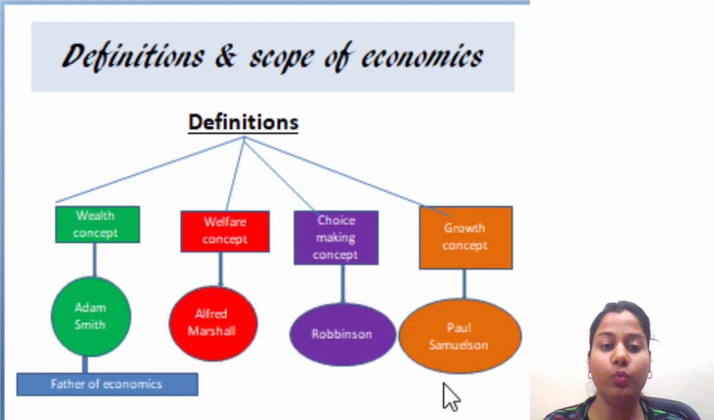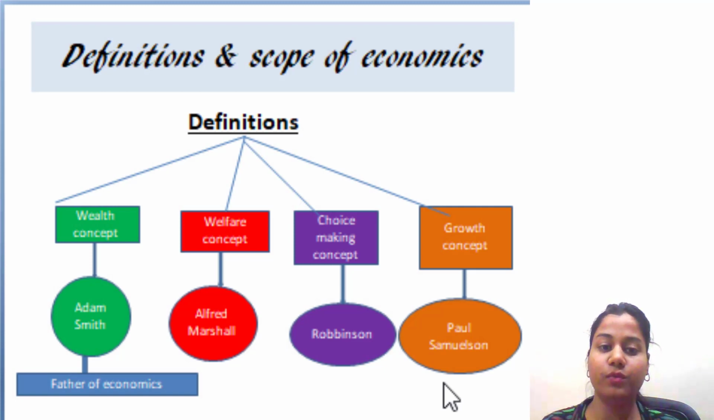So first we talk about wealth concept, which is given by Adam Smith. He is also known as father of economics. Adam Smith has main focus on wealth. He said that economics is the study of how a economy acquires, accumulates and expends wealth. More the wealth a economy generates, better will be its growth. The major criticism of this concept was ignorance of welfare. Here, the social welfare was ignored.